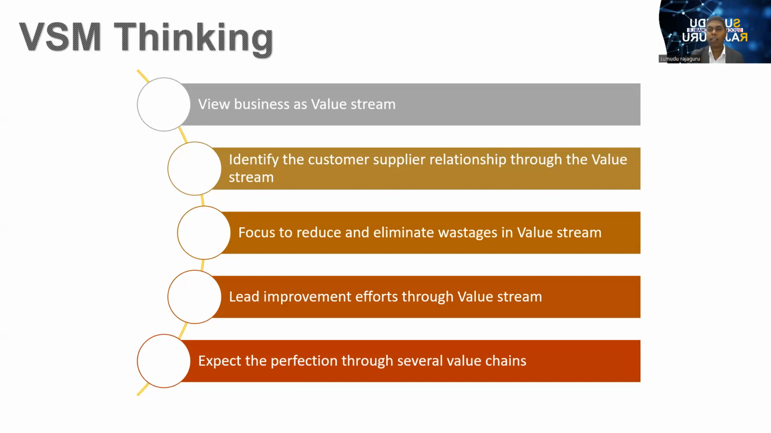When we achieve that future value stream map after 1 or 2 years, then that future value stream map will become the current value stream map at that time. Then we have to draw the next future value stream map. Likewise, this is a value chain. So we can reach perfection after we complete several future value stream mappings. Because of that, I would expect perfection through several value chains.